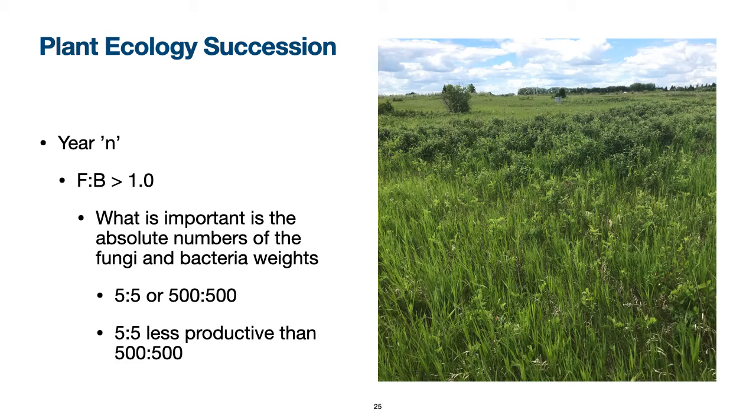Once again, when we talk about that ratio of being over 1 to 1, what is important is that absolute number in the fungal and bacterial weights. So are we talking about 5 pounds and 5 pounds? Or are we talking 500 pounds and 500 pounds? When we have something that is a 5 to 5, that's going to be less productive than something with more microbes. So the higher microbes has that ability to cycle more nutrients.